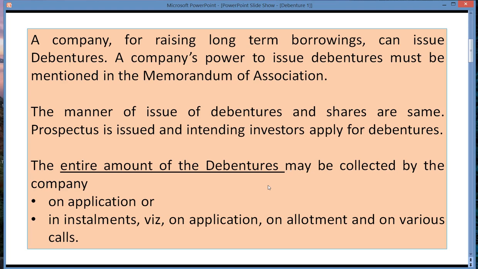As regards the formalities, prospectuses are issued, and intending investors who want to apply can do so. Now, like shares, in debentures also the company can collect the entire amount at one go along with the application, or in installments. As you all know, in installments means partly on application, partly on allotment, and partly on various calls. So there are two ways: to collect a lump sum or to collect in installments. It is similar to that of shares.